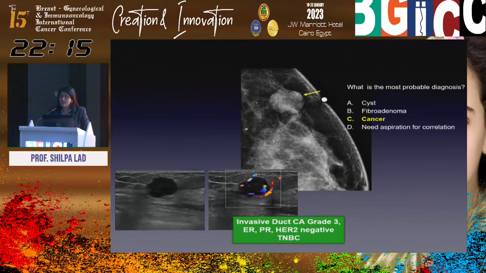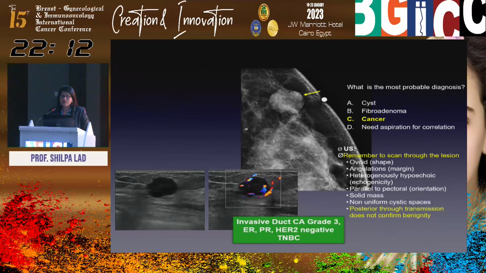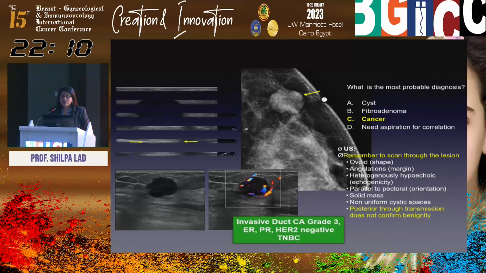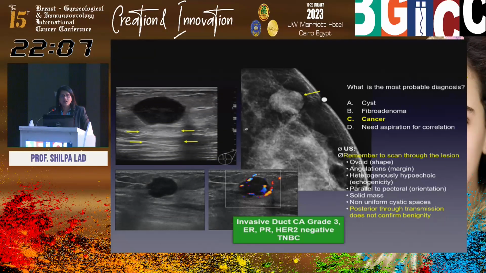But now, here's another 39-year-old, and we see a new onset palpable lump, which corresponds to a well-circumscribed mass. It almost looks anechoic, and it also has posterior through transmission. How do we know that this is not a cyst? Always remember to scan through the entire lesion properly. Always remember to look for axillary lymph nodes. Color Doppler may sometimes help if you see vascularity, because cysts typically won't show vascularity in the center of the lesion. And this turned out to be a triple negative cancer, okay?